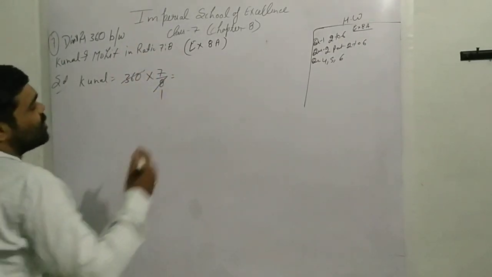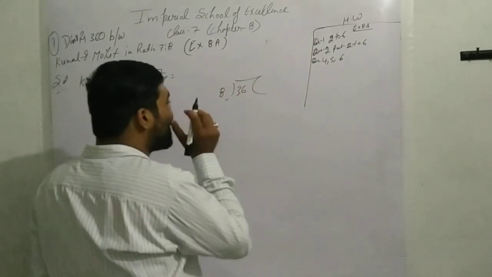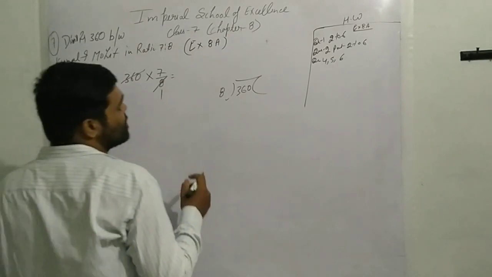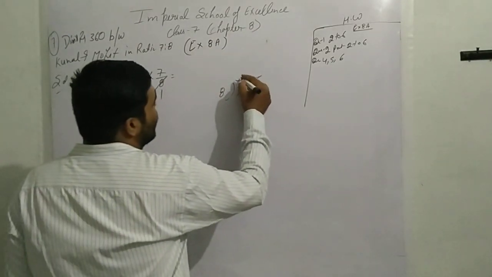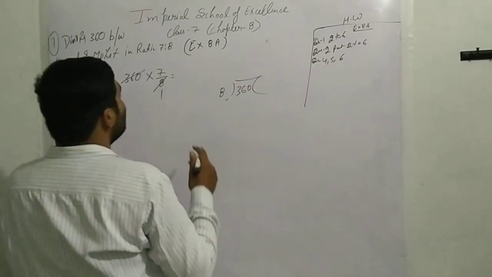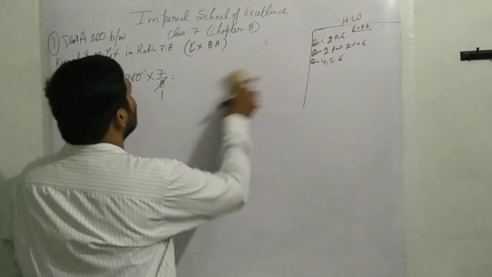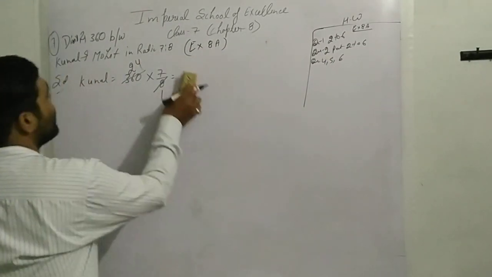Mean 360 when you are dividing 360 with 8. Now 360 divided by 8. 8 1 is 8, 8 2 is 16, 8 3 is 24. Okay. How will it come?